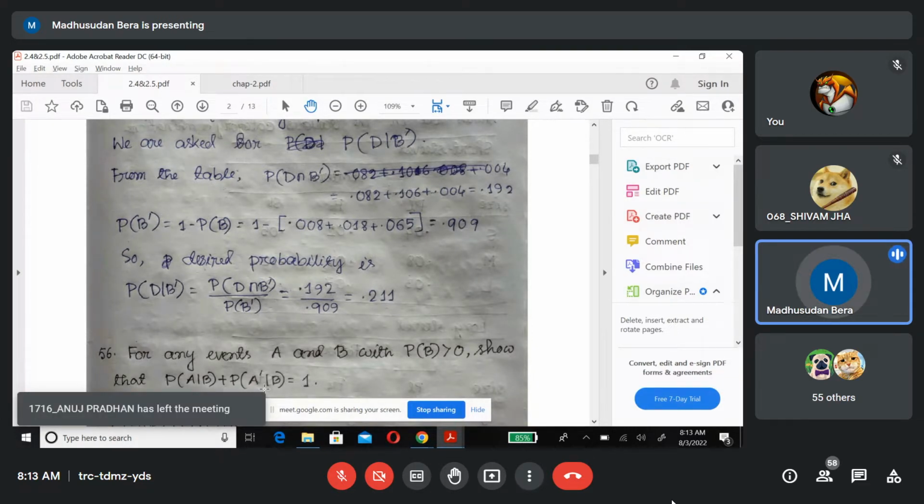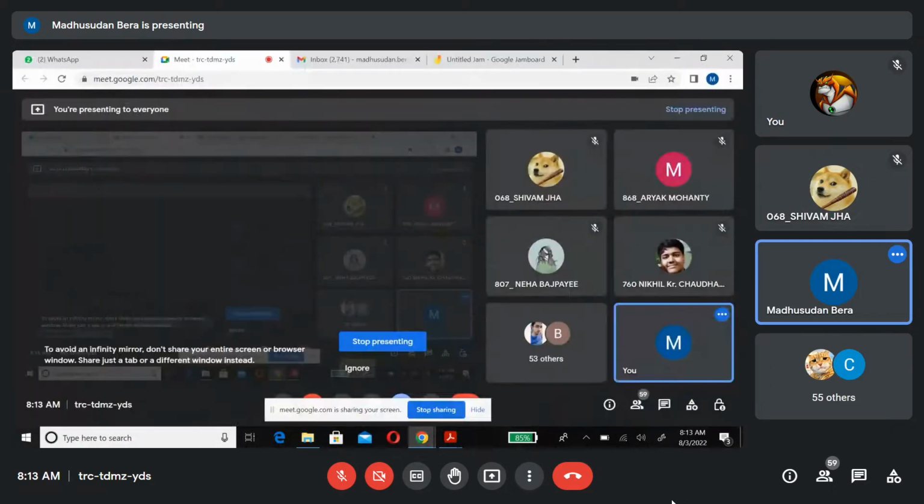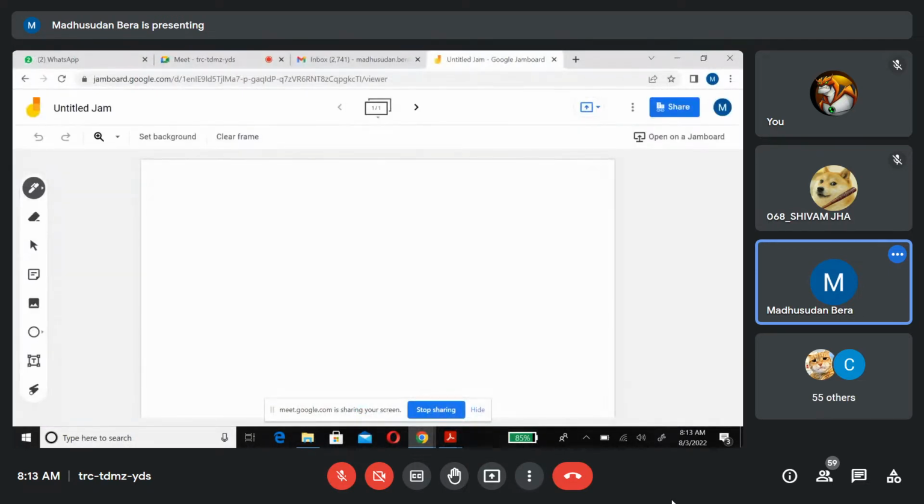So I am writing this very easily. P of A given B plus P of A dash given B equals 1. That we have to prove. It is given that P of B is greater than 0. Why is P of B greater than 0 given? Otherwise we cannot define conditional probability.